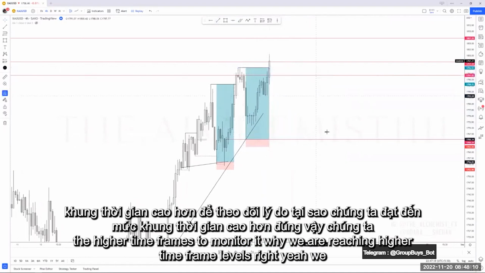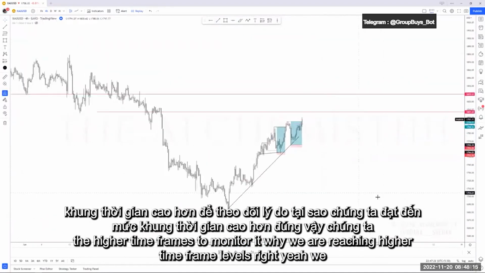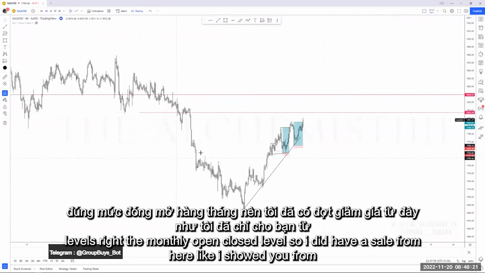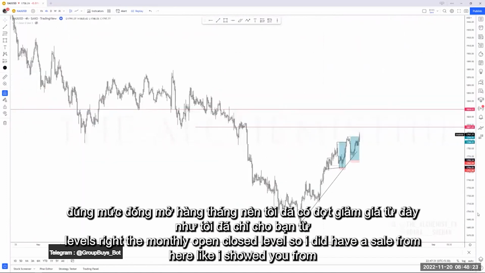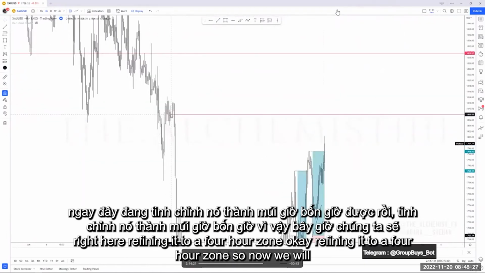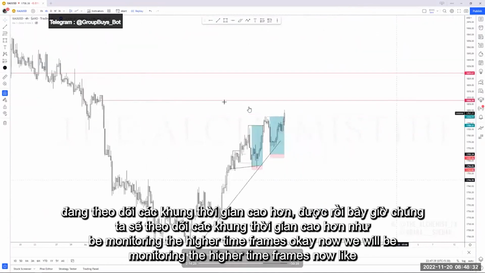Now you must go into the higher time frames to monitor it. Why? We are reaching the higher time frame levels that we marked out, the monthly open close levels. So I did have a sell from here, like I showed you, refining it to a 4-hour zone. So now we will be monitoring the higher time frames.